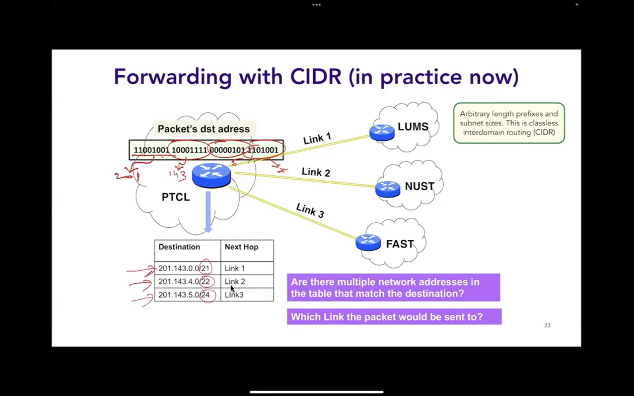You can verify it at home. And which link will this packet be forwarded to? Well, it will be forwarded to the entry which has the longest matching prefix, and the longest matching prefix out of 21, 22, and 24 is 24. So this packet will also be forwarded to link number 3.